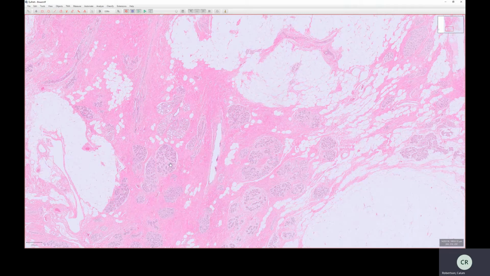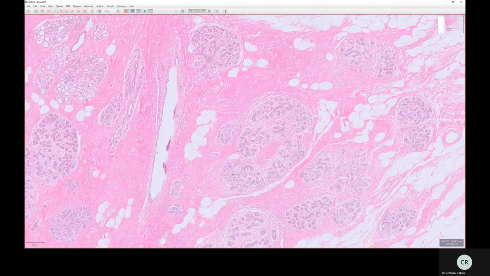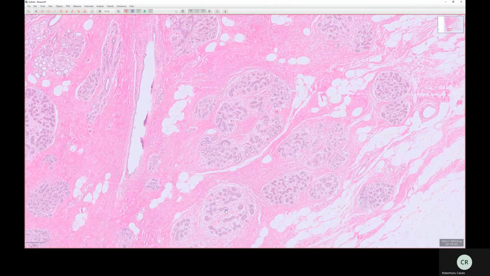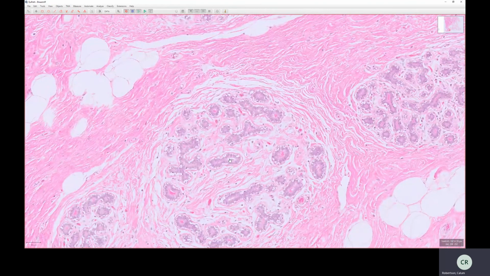Okay, if we look at higher power here, this is probably quite a good one to do both. The glands within the lobule and the ductules or the ducts have the same structure, and that's actually similar to what we saw in the prostate in that it's a bilayered structure.